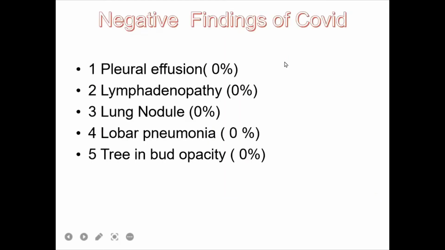And the most important thing is the negative features of this COVID pneumonia. The negative features are pleural effusion, lymphadenopathy, lung nodule, lobar pneumonia, and tree-in-bud opacity. If I say that these are the negative features, that doesn't mean that they cannot be seen in COVID. Suppose the patient already has a tuberculous pleural effusion and lymphadenopathy. If he develops COVID pneumonia at the same time, you can see pleural effusion and tree-in-bud opacity, but that doesn't mean it is directly due to the coronavirus infection. It is due to some other pathology. That's exactly what I want to convey here.